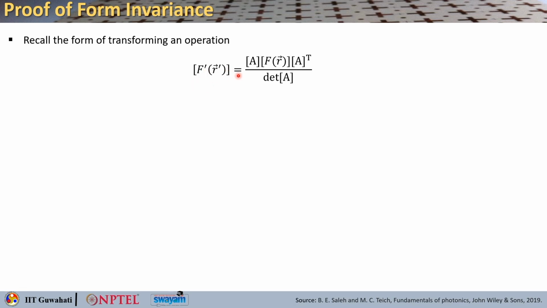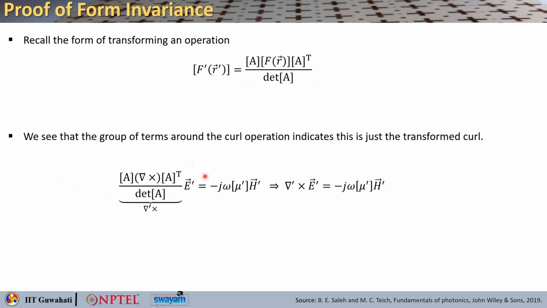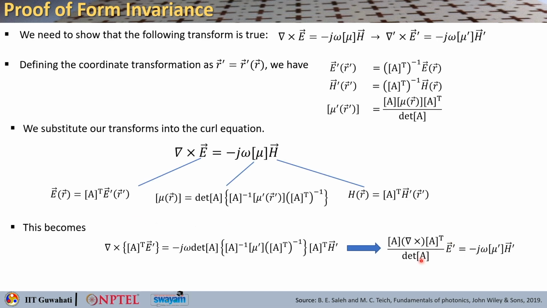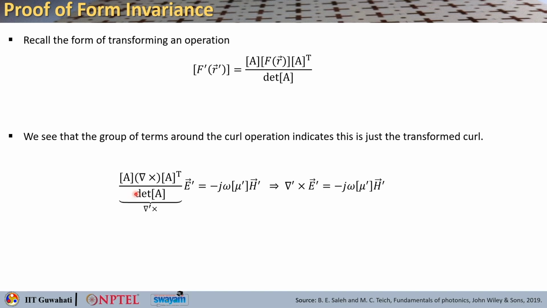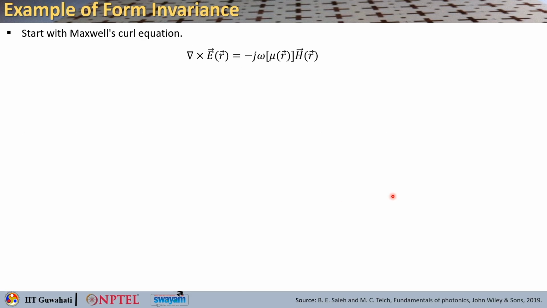If you recall the form of transforming an operation, it looks like this: f prime of r prime will be equal to A f of r A transpose divided by determinant of A. Here also you are getting the same thing. Instead of this function, you are having the curl operation, so this is nothing but your curl prime. So, you can simply write this equation as curl prime, or del prime cross E prime, that is the curl of E in the new coordinate system, equals minus j omega mu prime H prime.